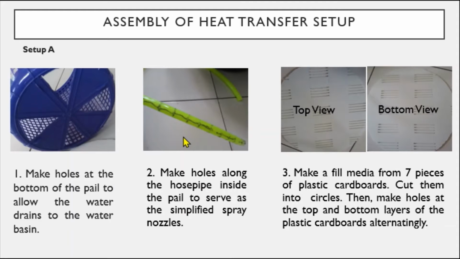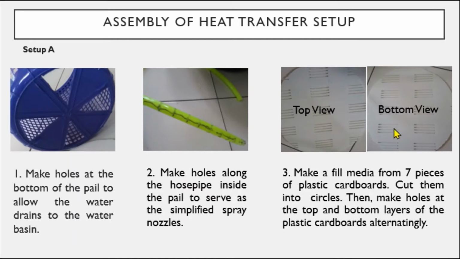This is the procedure to assemble the heat transfer setup, especially the setup A. First, make holes at the bottom of the pail to allow the water drains to the water basin. Second, make holes along the hose pipe inside the pail to serve as the simplified spray nozzles. Third, make a fill media from 7 pieces of plastic cardboard. Cut them into circles and then make holes at the top and bottom layers of the plastic cardboard alternately.